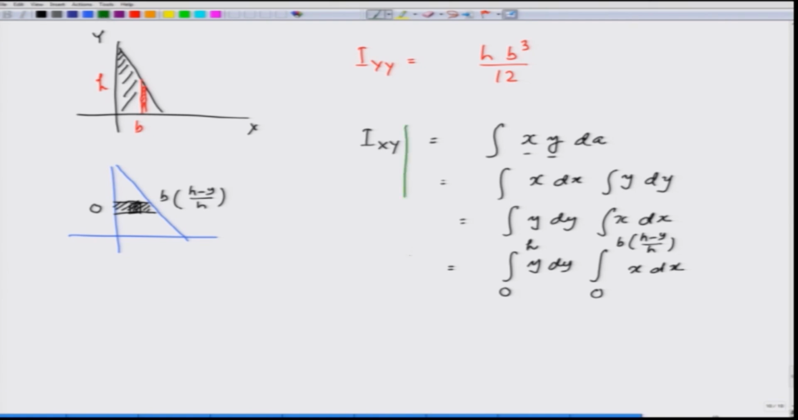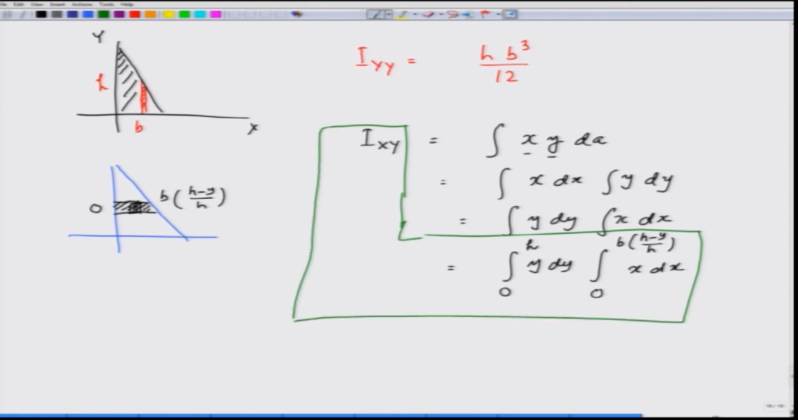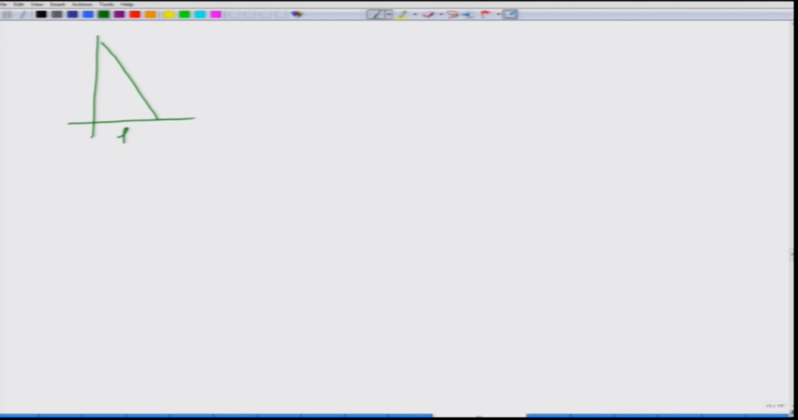So, let me box this. For a given y, x varies from here to here, which is 0 to b (h minus y) over h, and then y varies from 0 to h. And you calculate this, I will let you do the integral. This comes out to be b squared h squared over 24. So, for a right angle triangle, we just calculated, if its base is b and height is h, that I_xx comes out to be b h cubed over 12, I_yy comes out to be h b cubed over 12, and I_xy comes out to be b squared h squared over 24.